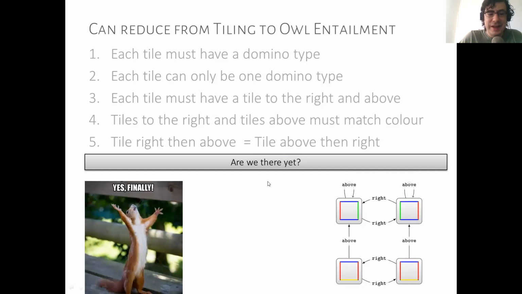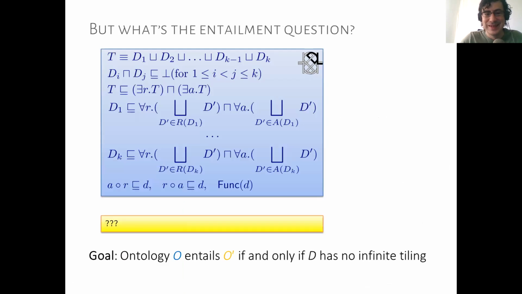Are we there yet? Yeah, we're done. We've done the reduction from tiling to OWL entailment. So, okay, that's good news. We're done, but it's also bad news. Why is it bad news? Well, it means probably that this OWL entailment is going to be undecidable.